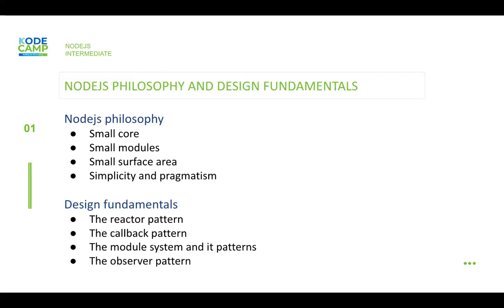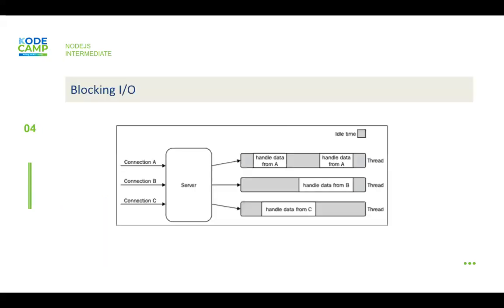So Node.js is a single-threaded framework or something. Yes. How is it able to manage different requests coming in at the same time? Okay, we'll get to that.